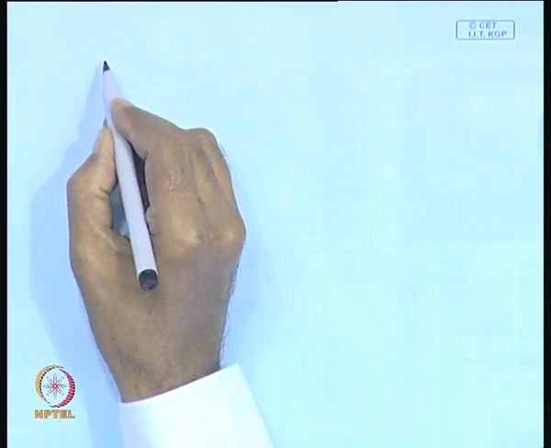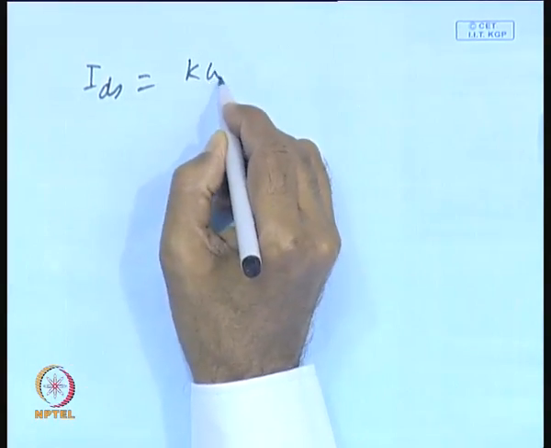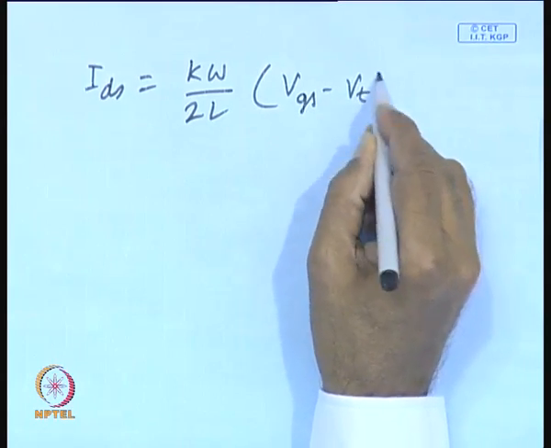And whenever the device size is large, that means 250 nanometer or 350 nanometer, of course this change is not visible. However, in case of short channel devices, this small change in channel length becomes visible, and it has an impact on the drain current. As you know, in the saturation region, the equation for drain current is Ids equal to k W by 2L into (Vgs minus Vt) whole square.